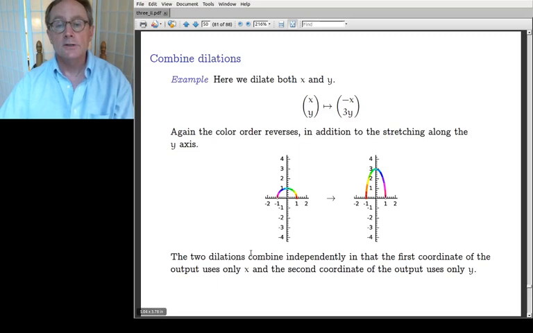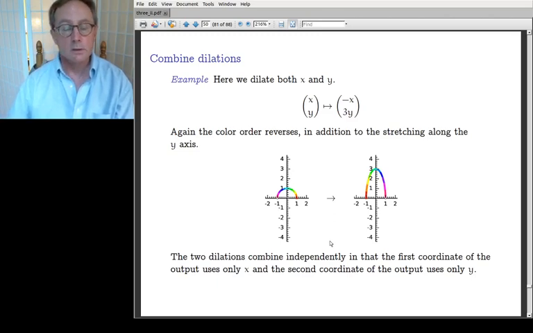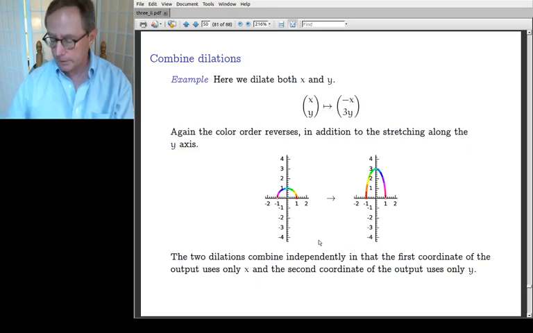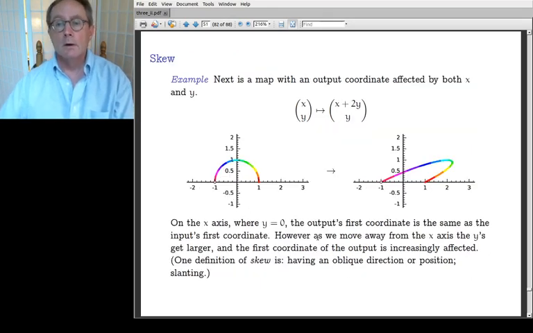The two dilations combine independently, and the first coordinate of the output uses only x, and the second coordinate of the output uses only y. So what happens, for example, if I mix some x's and y's in the first component, some x's and y's in the second component? So, here I go. I'm mixing some x's and y's. y goes to y, just to hold that, so that's not a factor. x goes to x plus 2y.